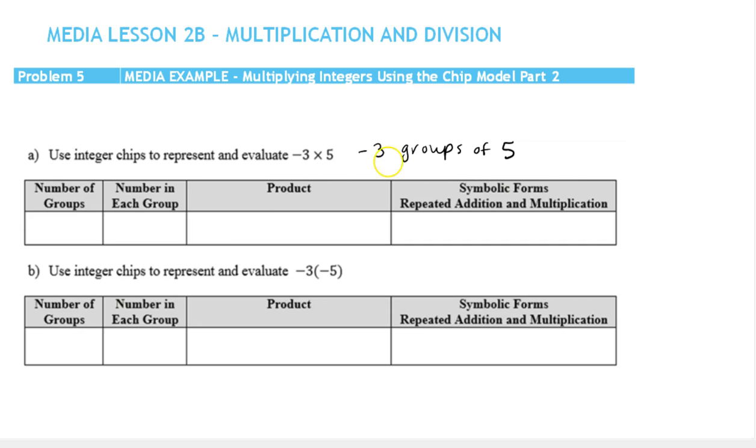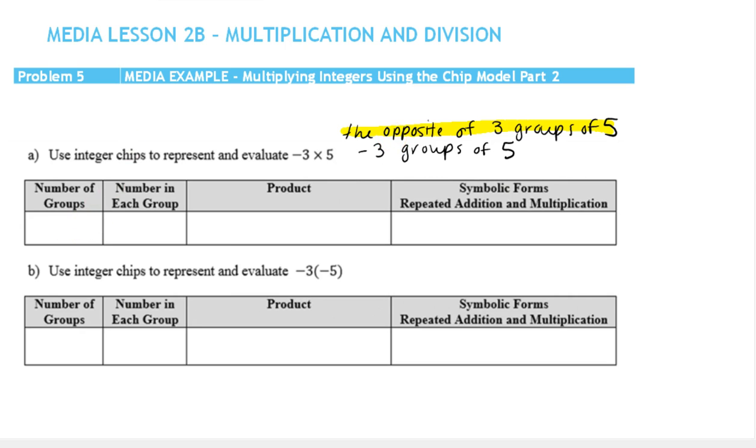So three groups is easy to think of. We just take 3 groups of the 5 chips. But -3 is a little bit harder to think about. So the way we think of this instead is to use the idea of opposites from Unit 1B. We're going to say the opposite of three groups of 5. And let's highlight that. So basically, we're going to find 3 groups of 5 and then take the opposite with the chips like we learned how to do in the previous lesson.